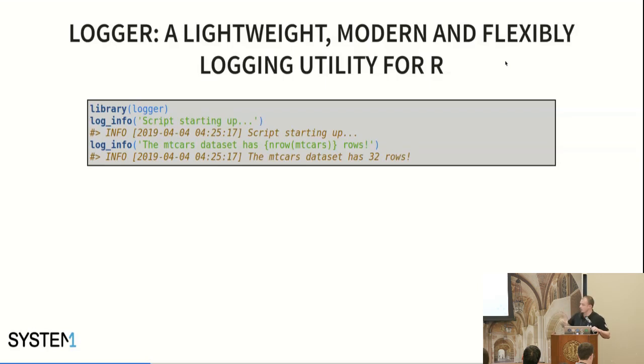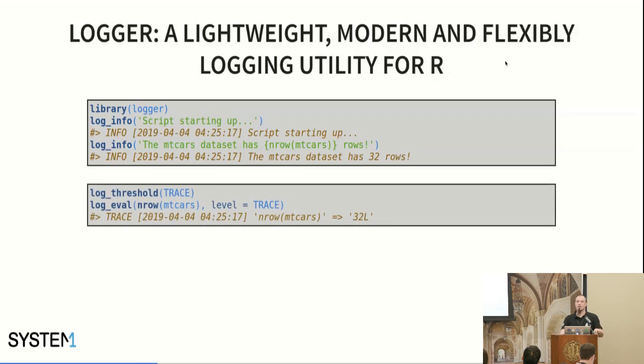logging utility for R. You can see usage is pretty simple. You load the package, you just pass some string to log info, and it will be printed, I mean the actual message with the log level and the timestamp or whatever you configure. And you can use glue for the string interpolation if you wish. There are some hopefully useful helpers like this log eval function, which will write the actual R command that you run and the result of that.